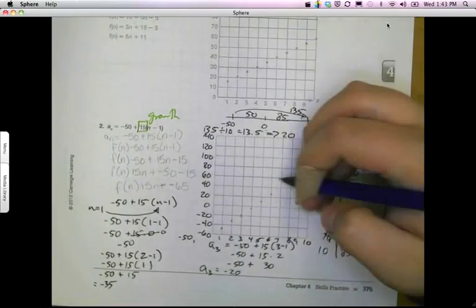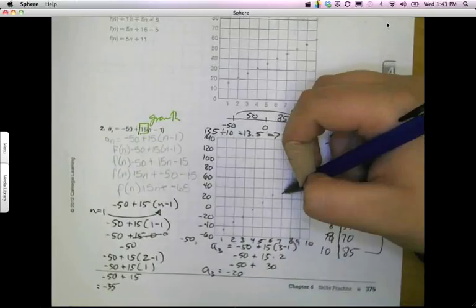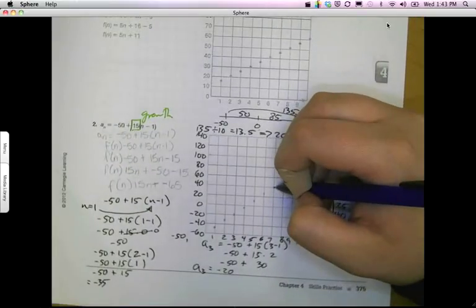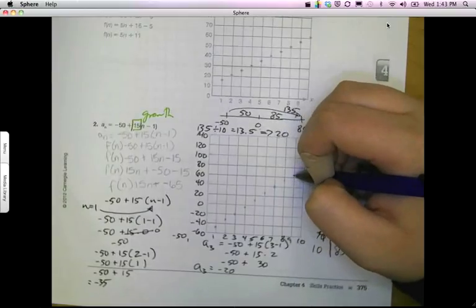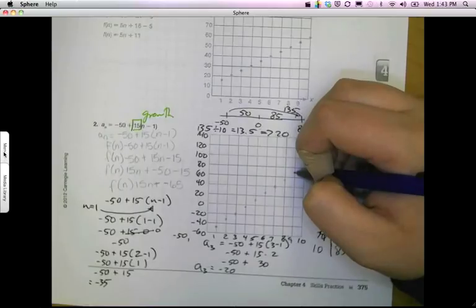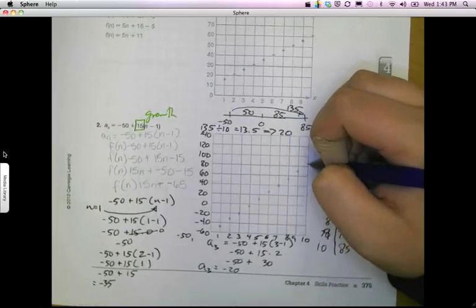And you can keep going. Yep, there you go. And you notice it has that straight line look of a linear function, or an arithmetic sequence, because they will all go in straight lines. And you'll keep going all the way on up, and there's your graph.